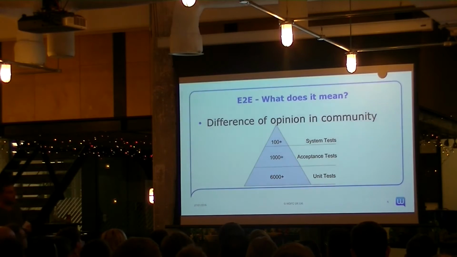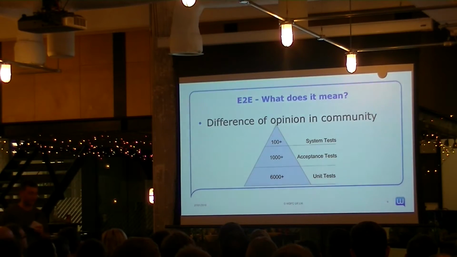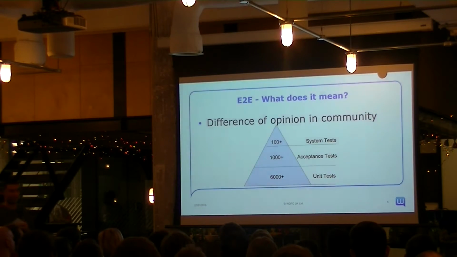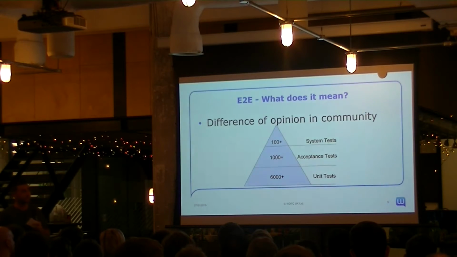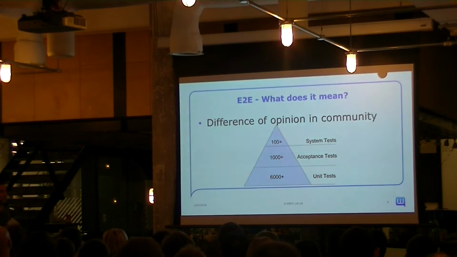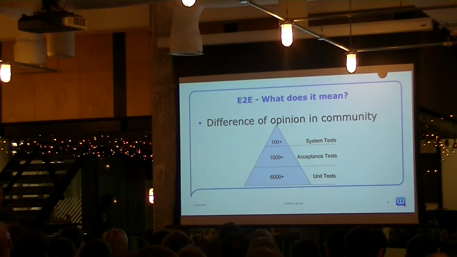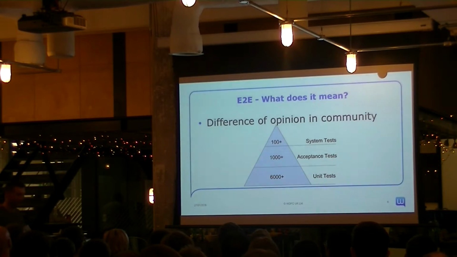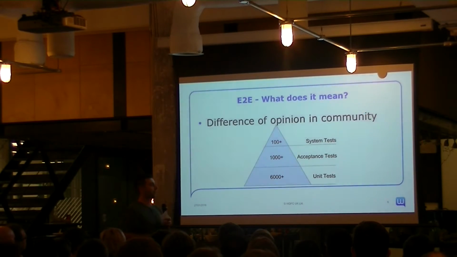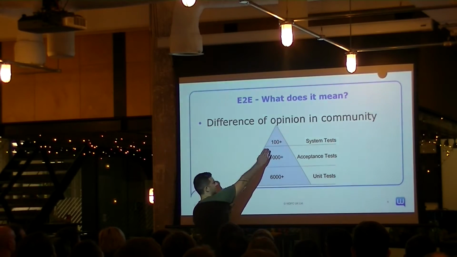And end-to-end, what does it mean? We actually don't use end-to-end testing because it's pretty useless as a description of what we do. There's a lot of difference of opinion in the community about what end-to-end testing means, and there are open tickets on Protractor right now where people are arguing about this. But what we talk about is testing from a user through our Angular application, and we mock our backends. And we talk about those as acceptance tests.